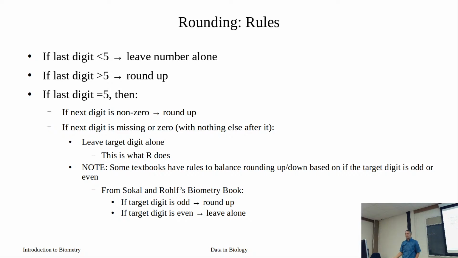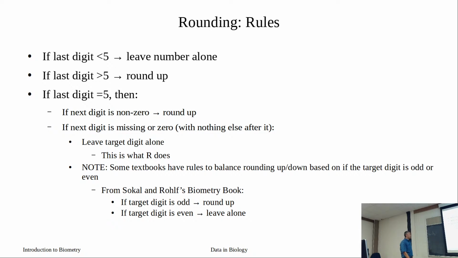So, the rules that we're going to go by: if this last digit is less than 5, not less than or equal to, if this is less than 5, then we're going to leave the number alone. If this digit is greater than 5, not greater than or equal to, but just greater than 5, then we're going to round this number up. Right? What happens if this number is exactly 5?